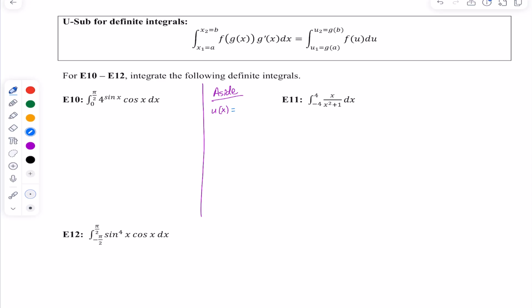So in this case, I'm going to pick u of x to be sine of x. Then proceed to write your differentials. Now this function notation for u is rather handy because now we could find u sub 1. What does u sub 1 look like? It is basically the function evaluated at 0. And then u sub 2 is the function evaluated at pi over 2.